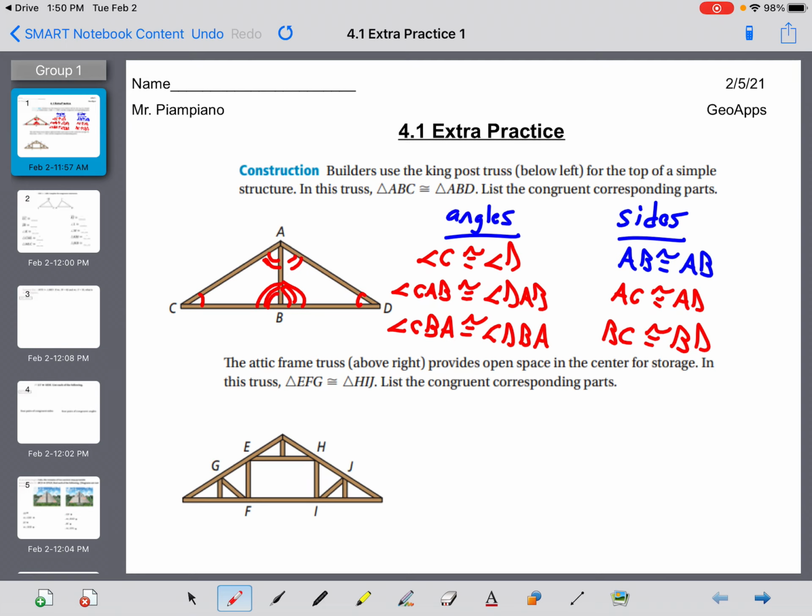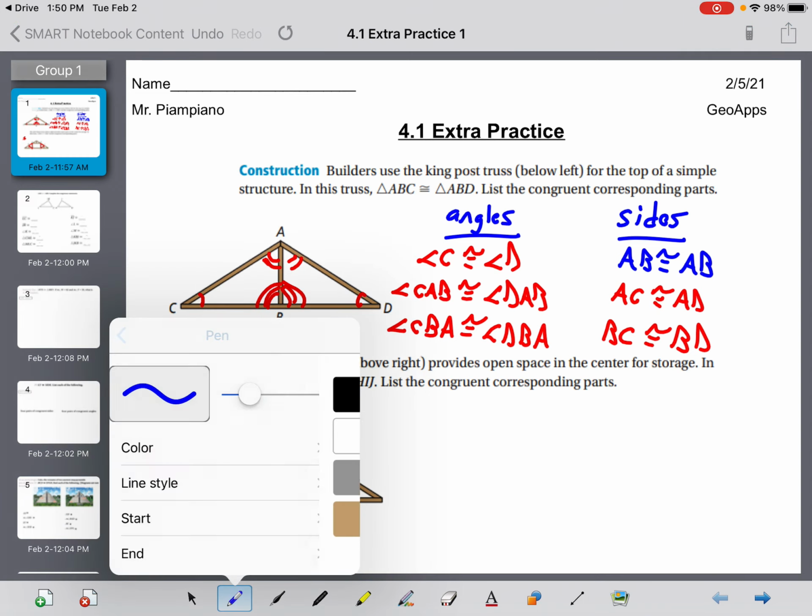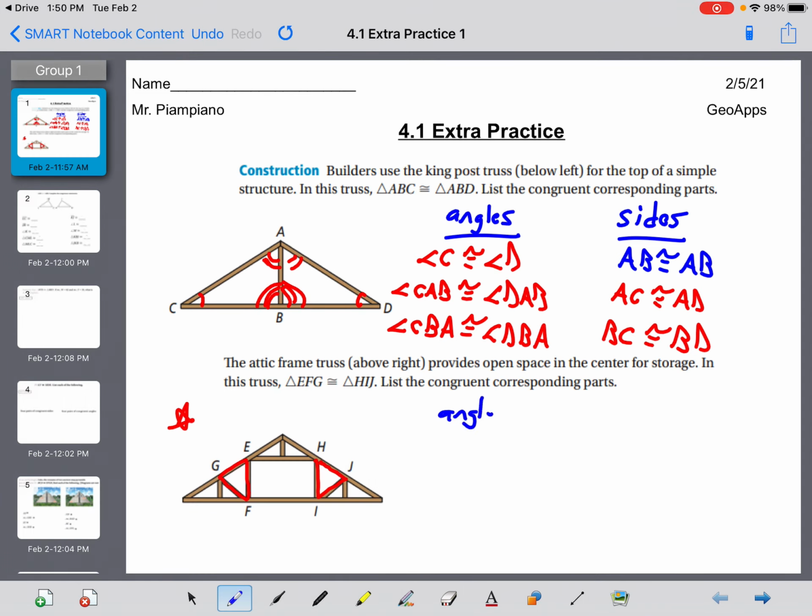Okay. The attic frame truss above right, it's really in the bottom left, okay, provides an open space in the center for storage. In this truss, triangle EFG, well, here's EFG, is congruent to triangle HIJ. What are the congruent parts? So again, we need to label the angles and the sides. The sides are easiest, okay? So let's start there.